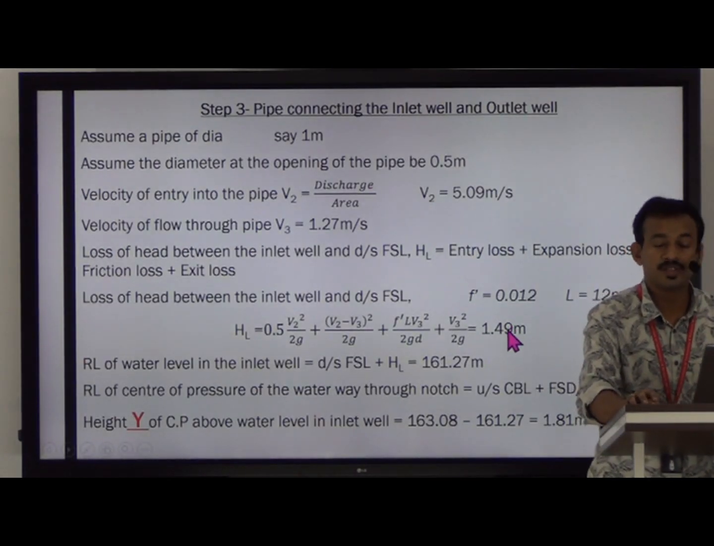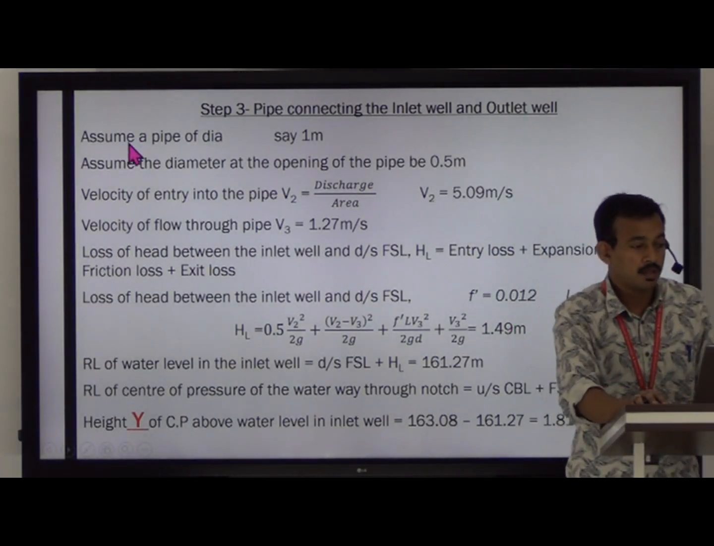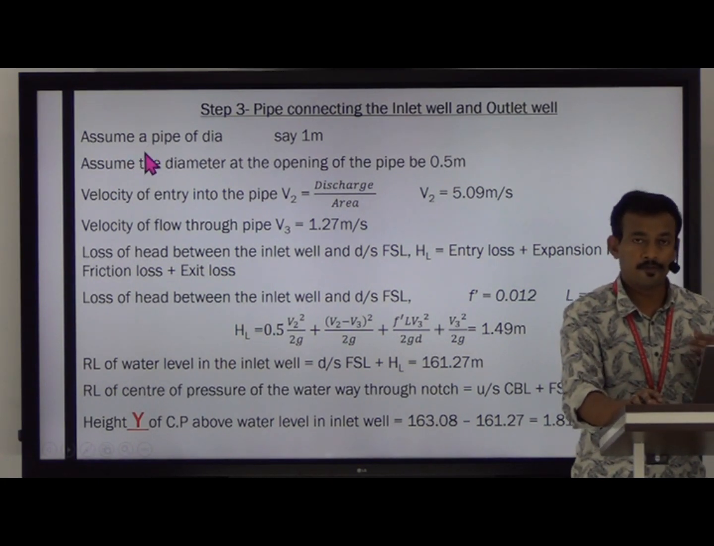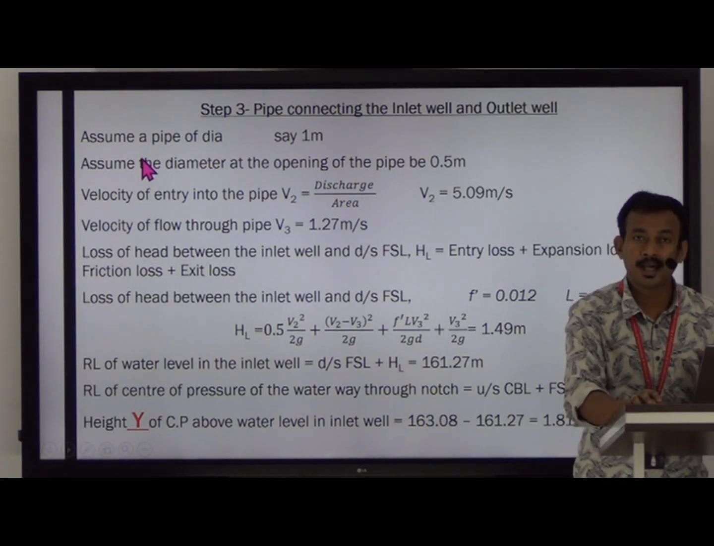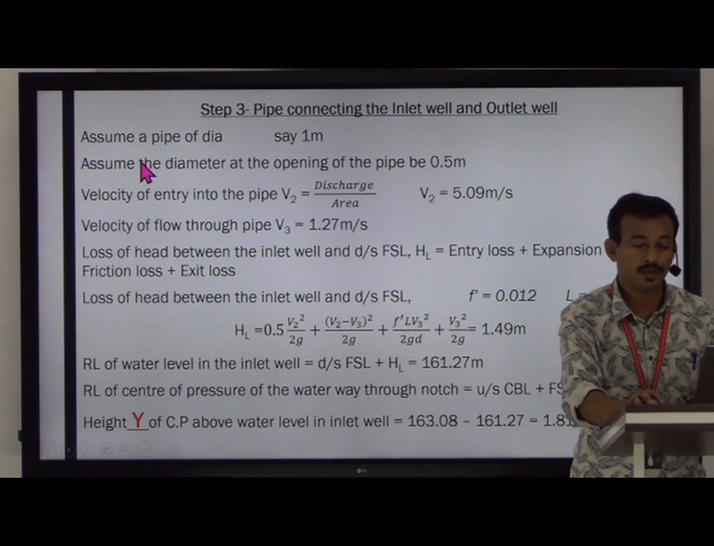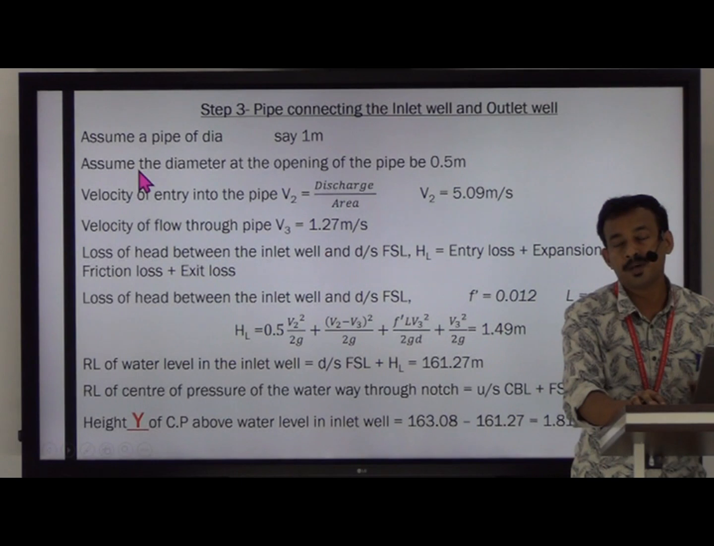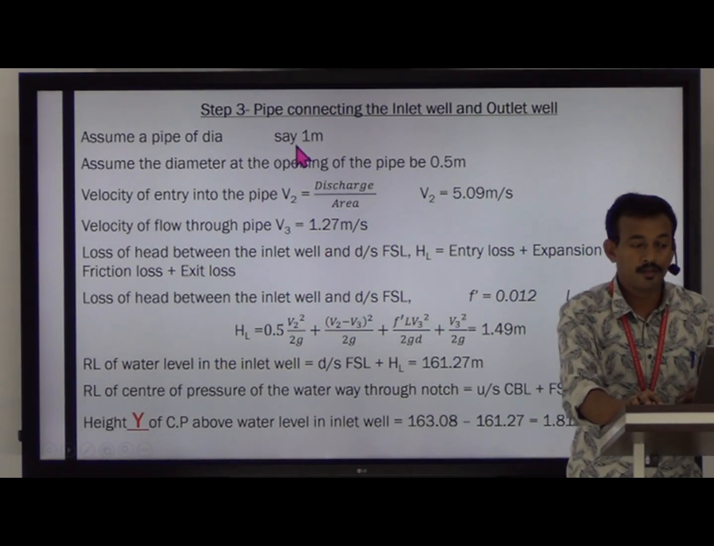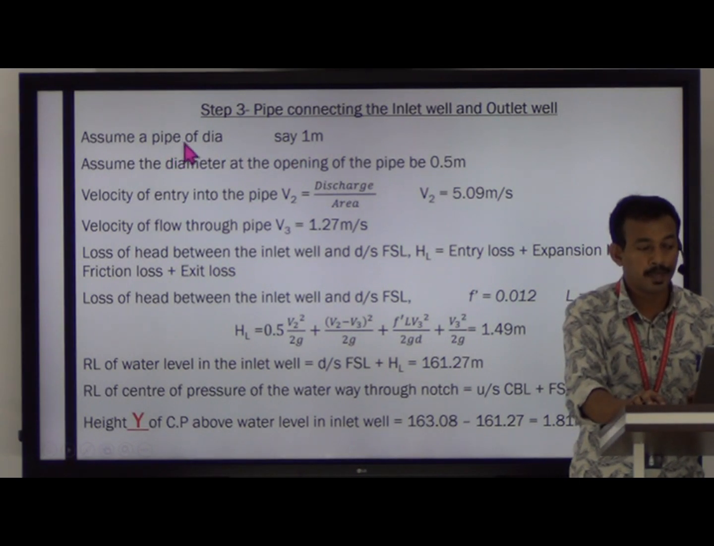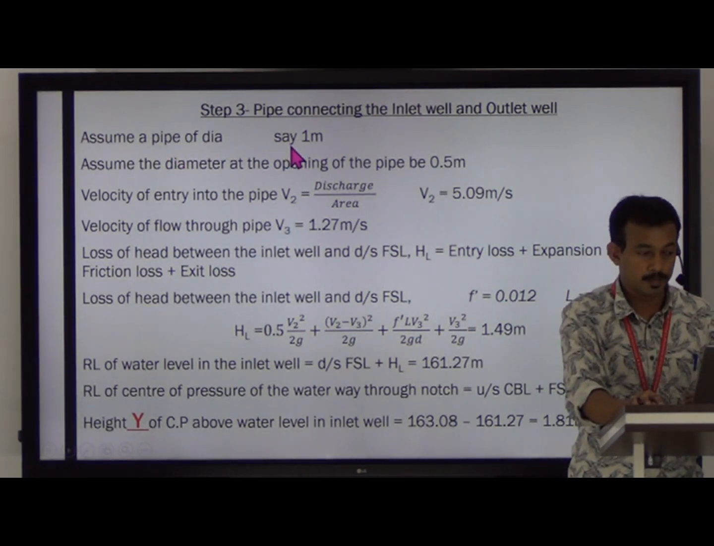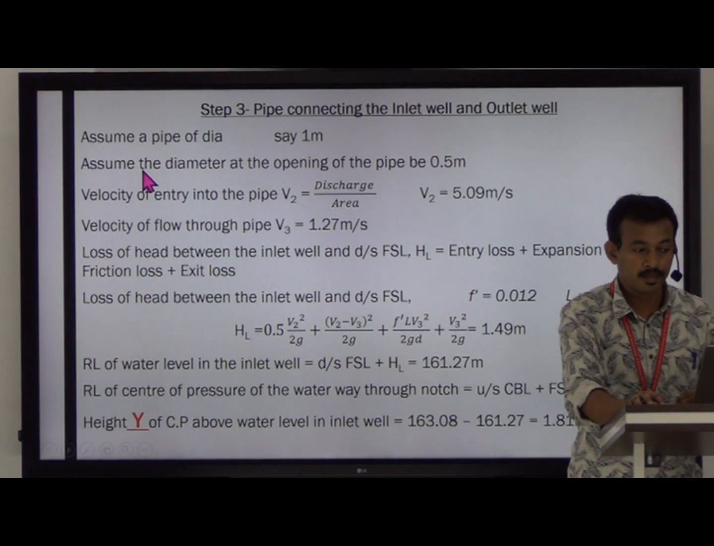Again going back to step number 3. Basically, if a particular dimension of the pipe is not given in your question, you can assume the diameter of the pipe in between 0.5 to 1 meter. Here we are going to assume a pipe diameter, say 1 meter, and assume that the diameter at the opening of the pipe be 0.5 meter.